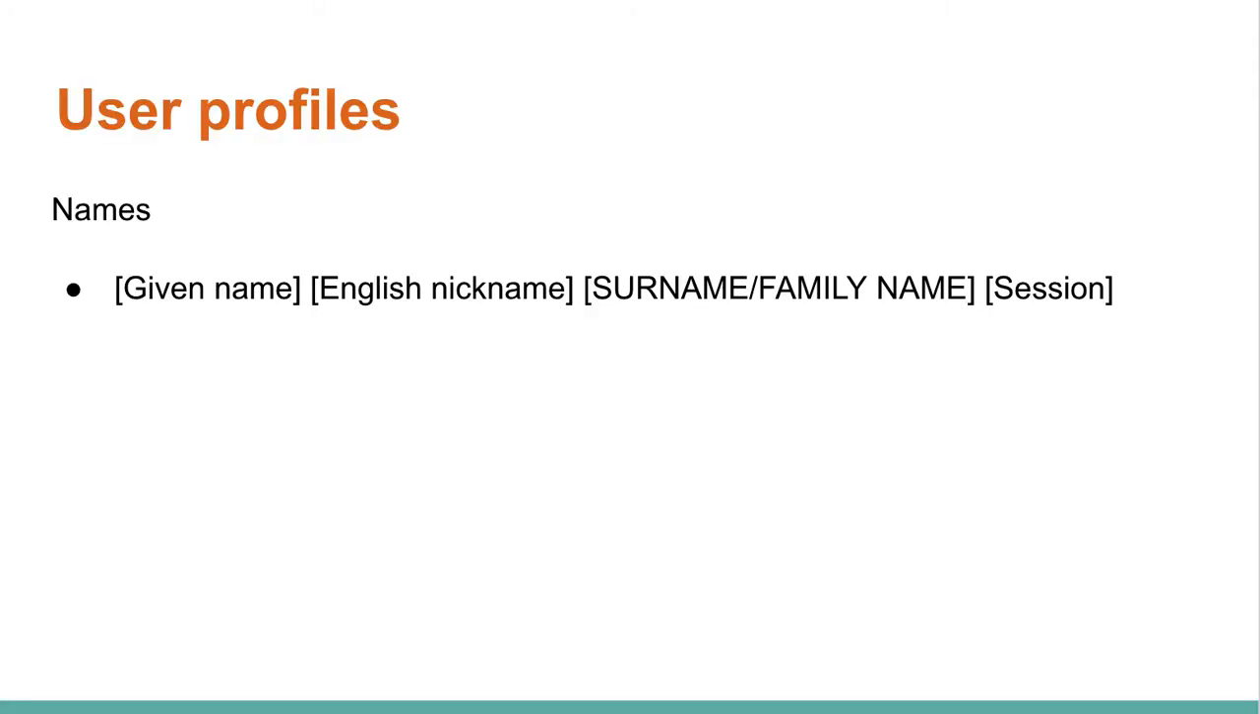User profiles. We would like you to update your display names to given name, followed by your English name or nickname, then your surname and the session you're enrolled in. This is to avoid any possible confusion with names. In Asia, surnames are usually written first, followed by the given names last, which usually is composed of 2 words. And in academia, given names are usually written first, followed by surnames.